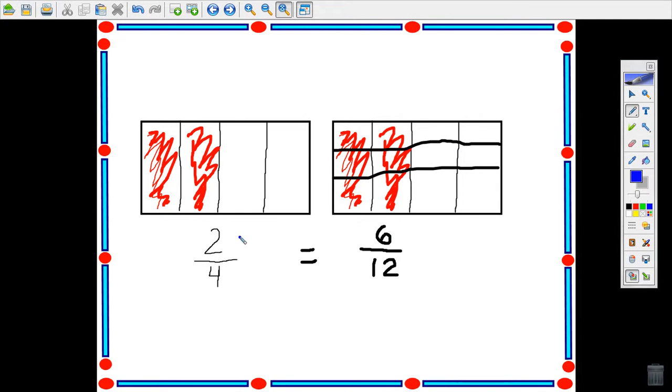For example, 2 times what, guys, equals 6? 2 times 3 equals 6. And whatever you do the top, you do the bottom. 4 times 3 equals 12. And that should make sense because why am I times it by 3? Because what you're saying is you cut each one of these into thirds. That's where you get your 3 from. Okay, let's try another one.